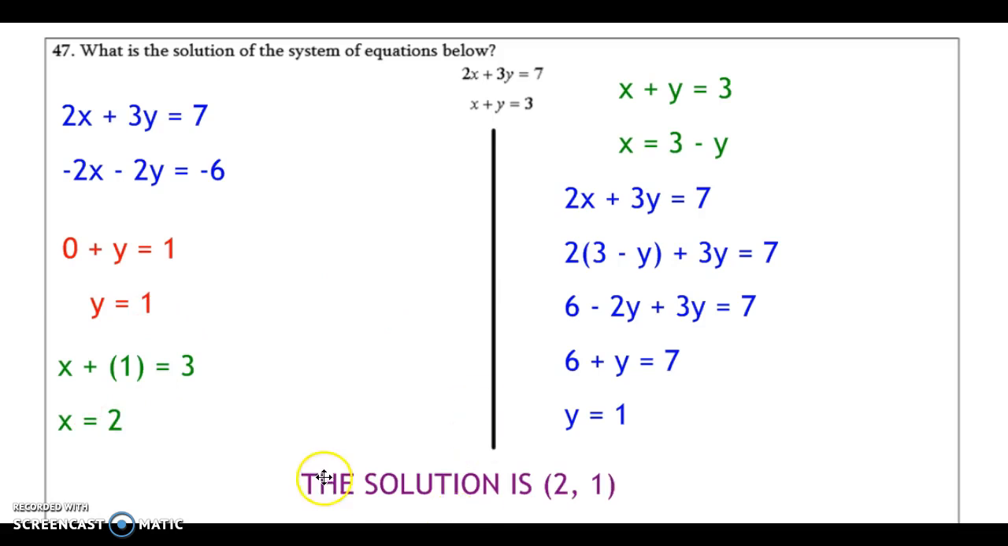Regardless of the method I use, I still have to state the solution to the system of equations. So I'm doing that here by saying the solution is 2, 1. I found my x value to be 2 and my y value to be 1. Those are the questions that I wanted to review with you.